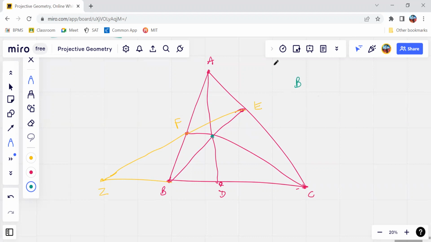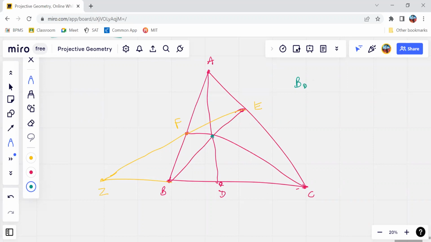this is a configuration that comes up quite commonly, and most of the time you won't be given that AD, BE, CF are concurrent. It'll just be kind of well known. Suppose, for example, D, E, F are the feet of altitudes. In that case, you know that AD, BE, CF concur at the orthocenter. And if they're the intouch points, where the incircle touches the sides, you know that AD, BE, CF still concur at the Gergonne point. And if they're midpoints, then you know that they concur at the centroid, and so on.